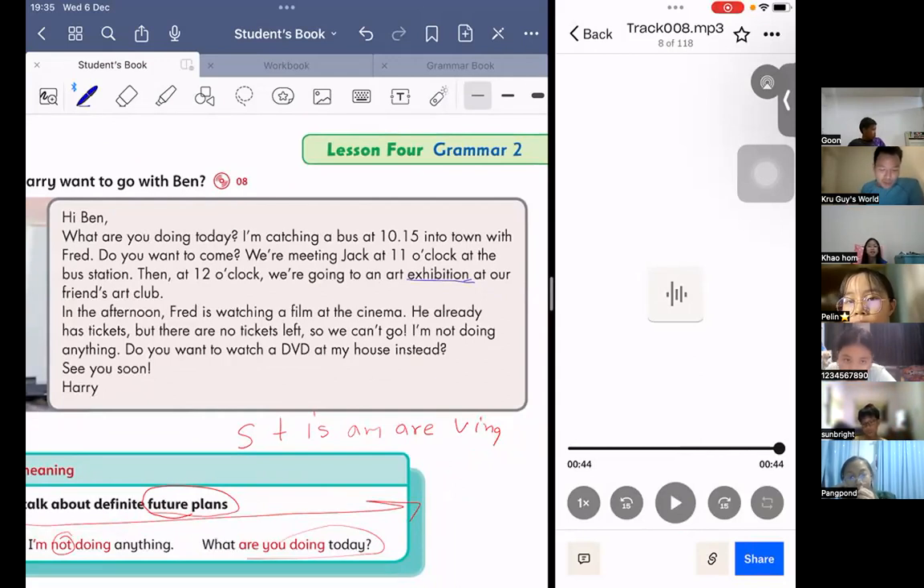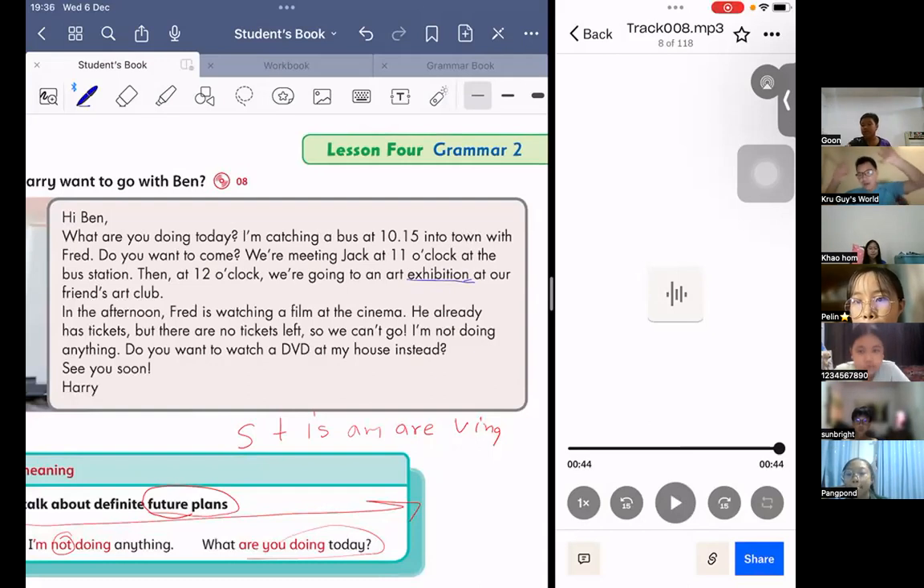Okay, hi Ben, what are you doing today? I'm catching a bus at 10:15 into town with Fred. Do you want to come? We're meeting Jack at 11 o'clock at the bus station. Then at 12 o'clock, we're going to an art exhibition at our friend's art club. In the afternoon, Fred is watching a film at the cinema. He already has tickets, but there are no tickets left. So we can't go. I'm not doing anything. Do you want to watch a DVD at my house instead? See you soon, Harry. I want to hear someone reading this.